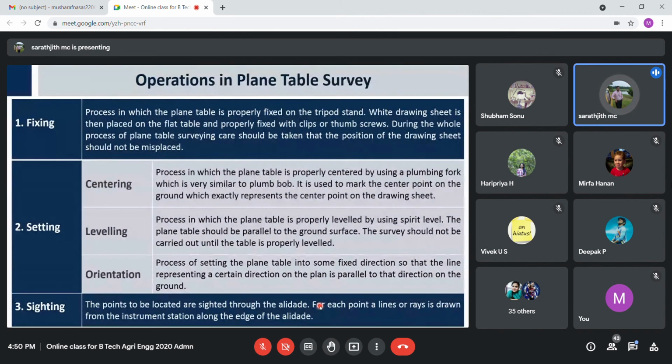Is this clear to you? The three operations in plain table survey. No, yes, sir. Okay.